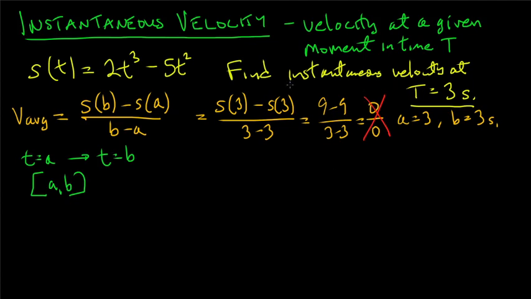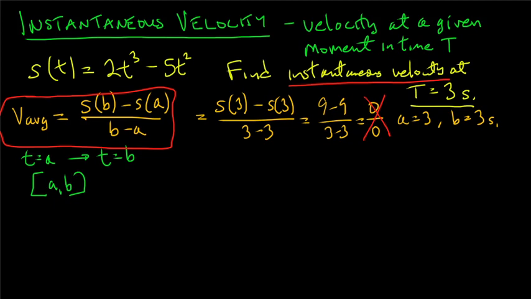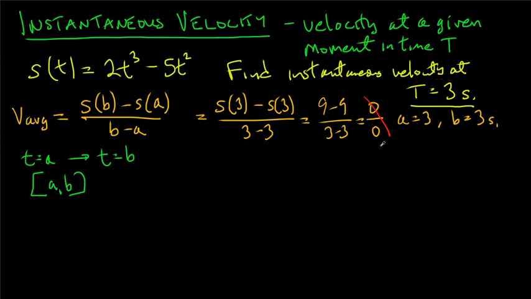So trying to calculate the instantaneous velocity using the formula for the average velocity was doomed to fail here. There's no way we can do that. We ended up with this meaningless number, 0 divided by 0. So, what can we do?